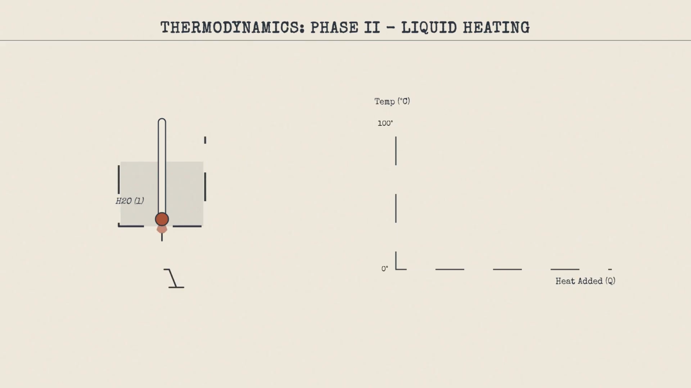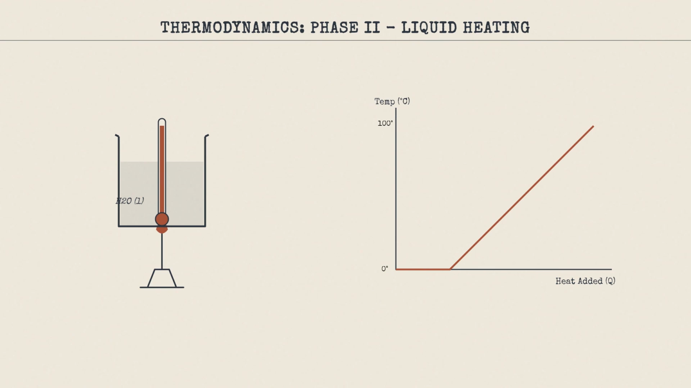Once all the ice has melted, the temperature of the water begins to rise again. The added heat now increases the water molecules' speed, and the temperature climbs steadily. But then we reach 100 degrees Celsius, and the same weird thing happens all over again. The temperature stops rising completely.